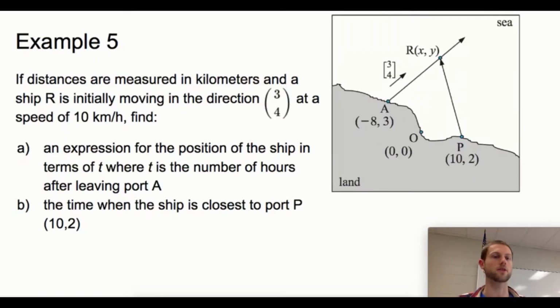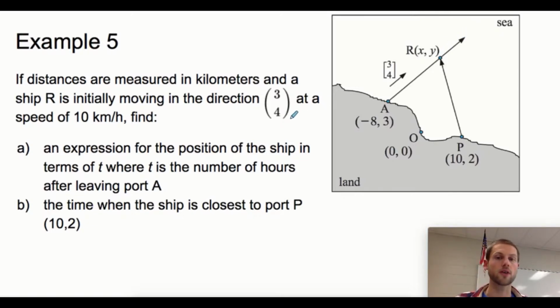So here's a beast of an example. I want to find basically a few things. I've got this graphic, once again, we're at C. Here's the land. Something is moving out of C. Let's read through this. Distances are measured in kilometers. This ship is at R. It's right here. This is the position at point R. And it is moving in the direction 3, 4, at a speed of 10 kilometers an hour.